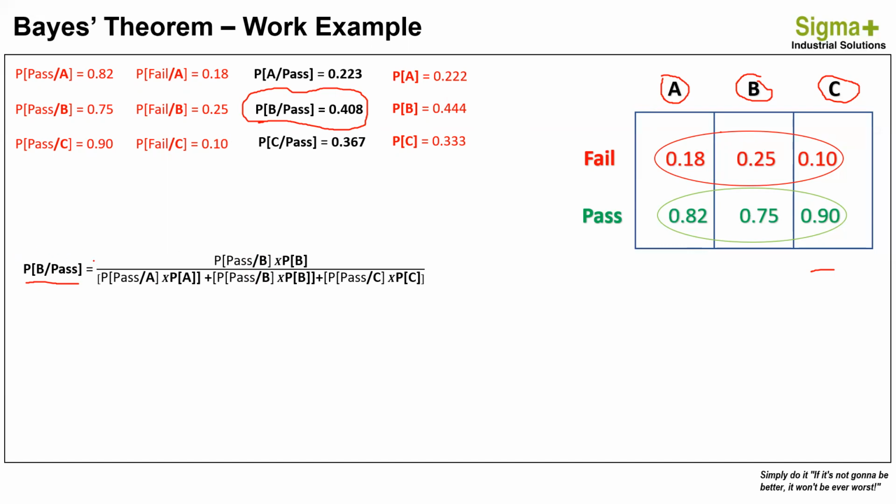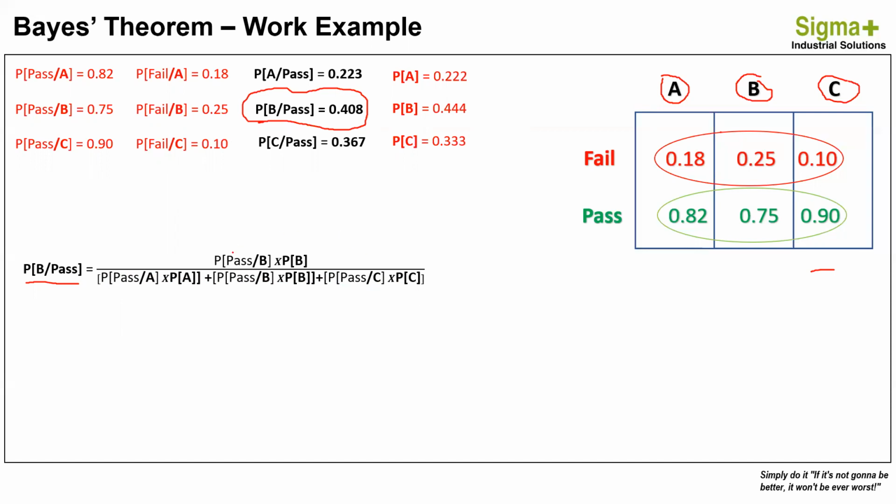So based on the Bayes theorem, the probability of B subjected to the pass will be equal to the probability of pass subjected to B multiplied with the probability of B, divided by the summation of all the events, which is the probability of pass subjected to A multiplied with the probability of A, plus the probability of pass subjected to B multiplied with the probability of B, plus the probability of pass subjected to C multiplied with the probability of C.